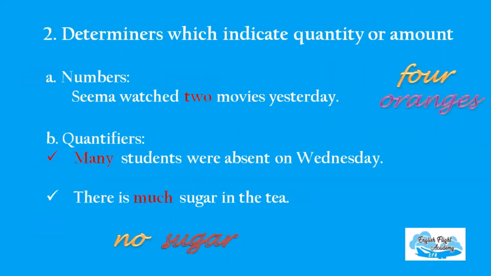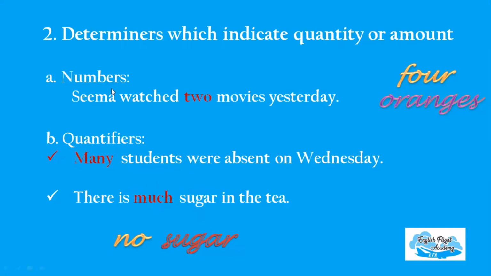Now, determiners which indicate quantity or amount. The first one is numbers. Seema watched 2 movies yesterday. So 2 over there is a determiner. Now, quantifiers. Many students were absent on Wednesday. Many over there is a quantifier, right? There is much sugar in the tea. So much over there is a quantifier.